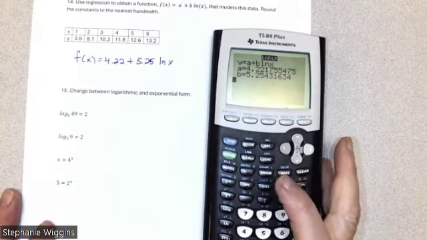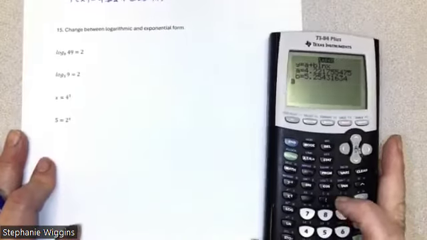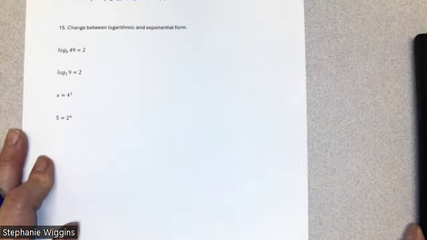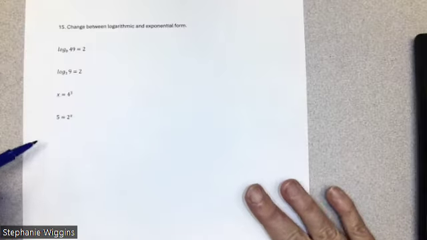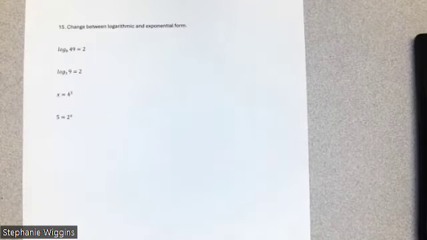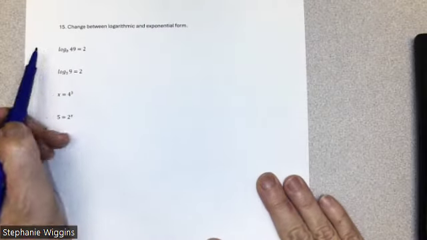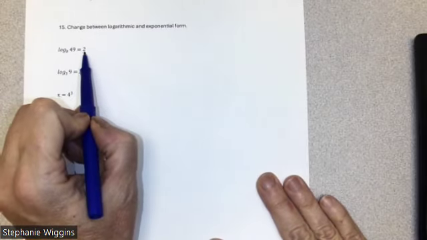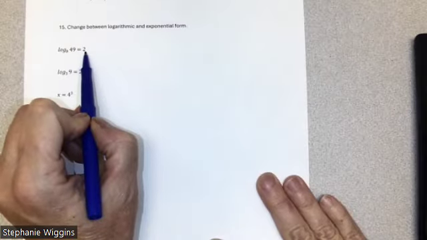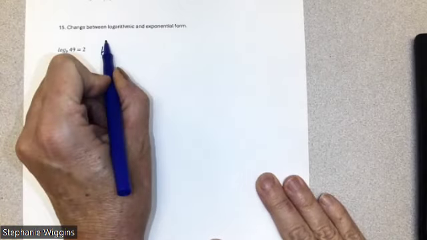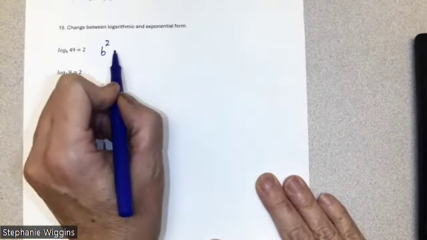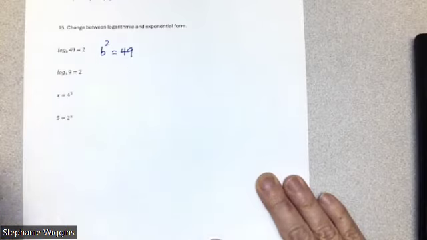In problem 15, you're going to change between logarithmic and exponential form. And I did this earlier, but remember again, the two phrases you always want to remember are the base is on the bottom and the log is the exponent. So here, the log is the exponent. Our exponent is 2, and our base is on the bottom, that's b. So we're going to have b squared, and what's left over is 49. So b squared equals 49.